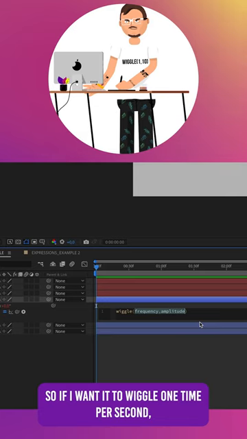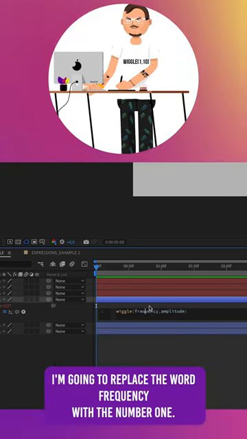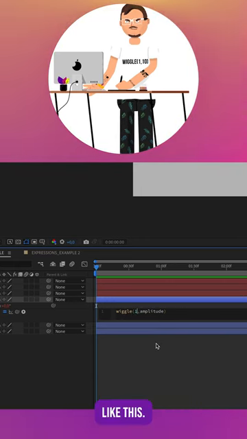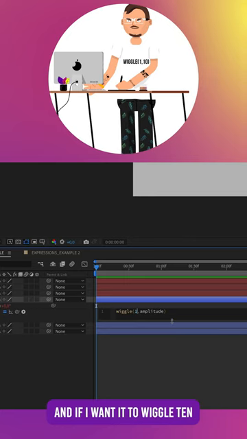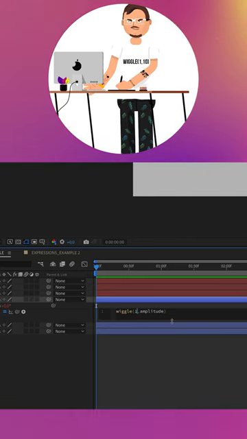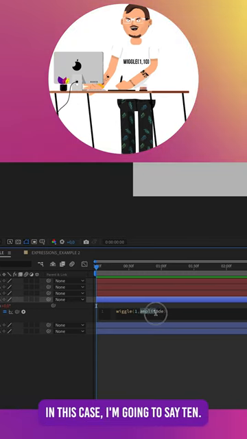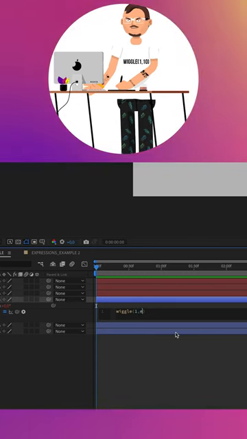So if I wanted to wiggle one time per second, I'm going to replace the word frequency with the number one, like this. And if I wanted to wiggle 10 or 20 or 30 or 100, that is what I'm going to put instead of the word amplitude. In this case, I'm going to say 10. Like.